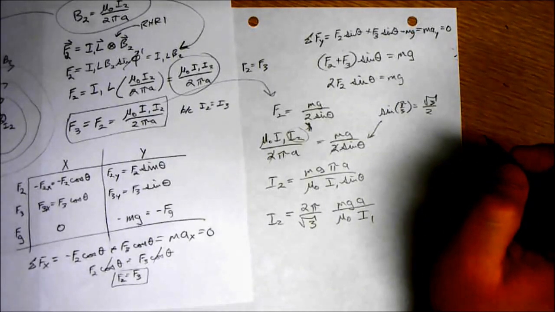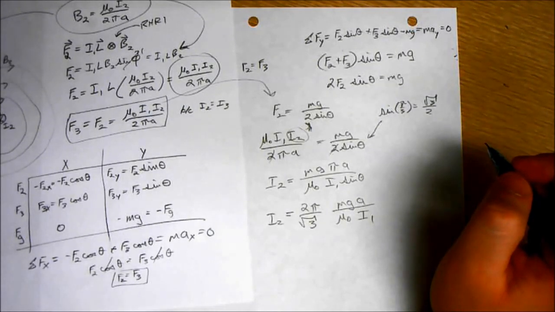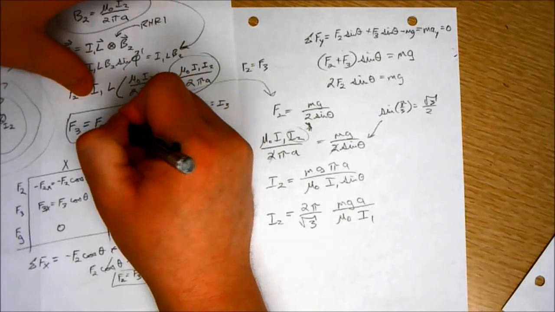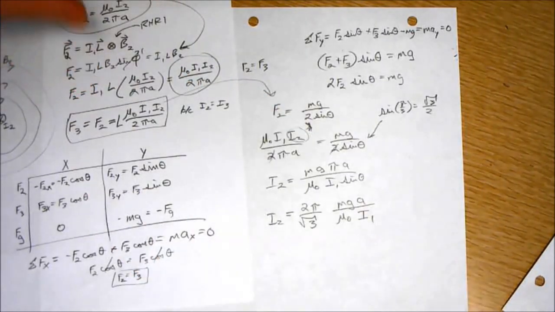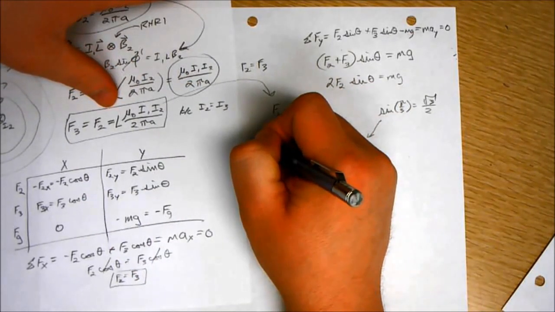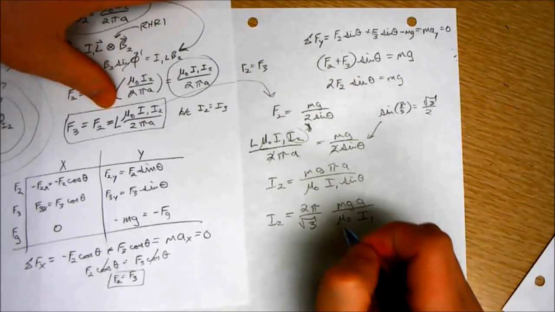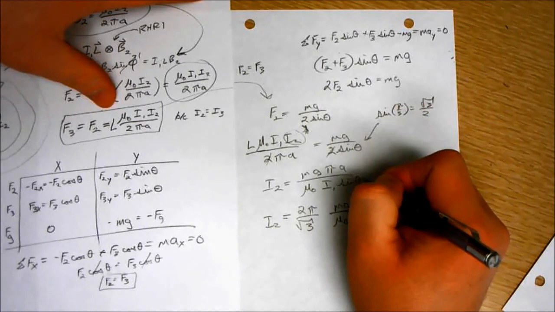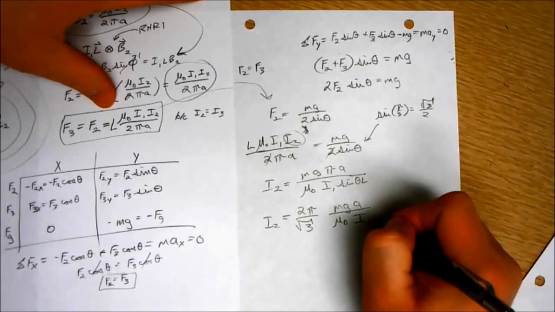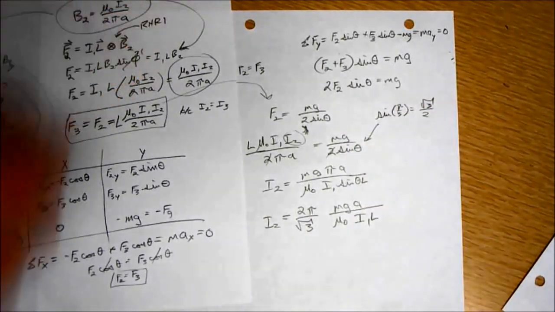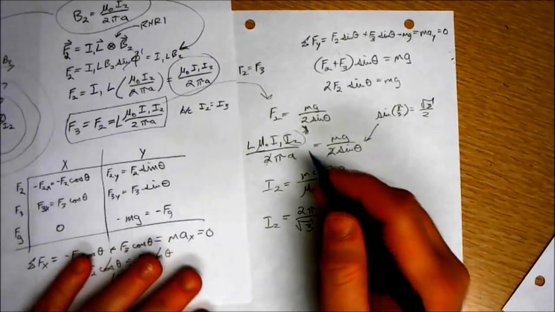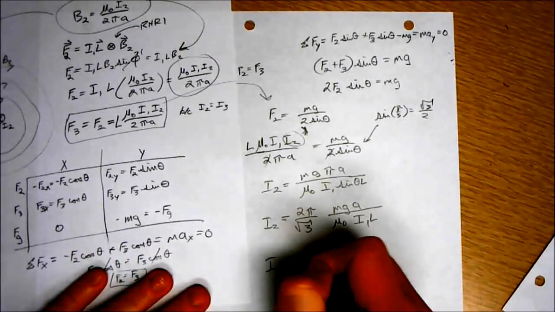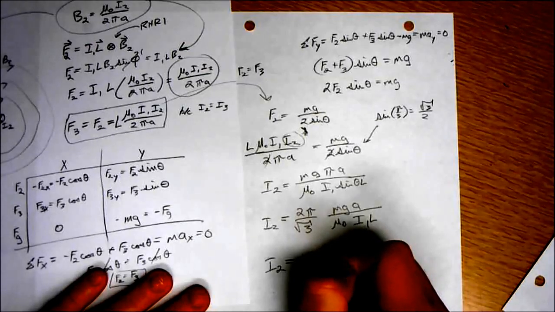Oh gosh. Did I forget L? Way back here, I forgot L. That means L must come into play here, and here. And once you plug in all the numbers, you get I2 equals 113 amps.